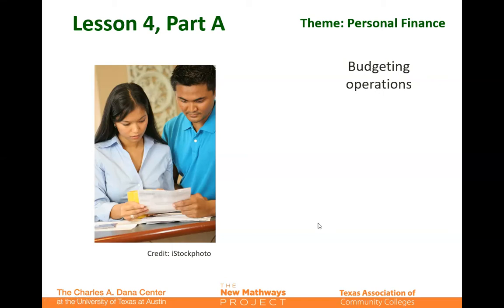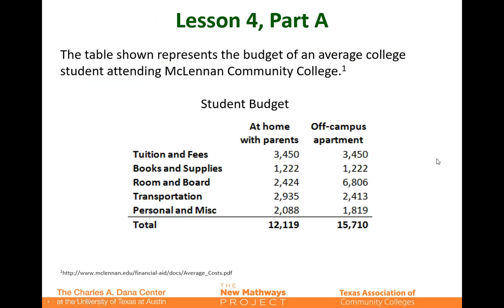All right, in lesson 4, we're going to start looking at budgets and how budgeting works. The table shown represents the budget of an average college student attending McLennan Community College. You see we have two different student budgets. One for students living at home with their parents. That totals up, when you add tuition and fees, books and supplies, room and board, transportation, and personal and miscellaneous expenses, a little over $12,000 per year.